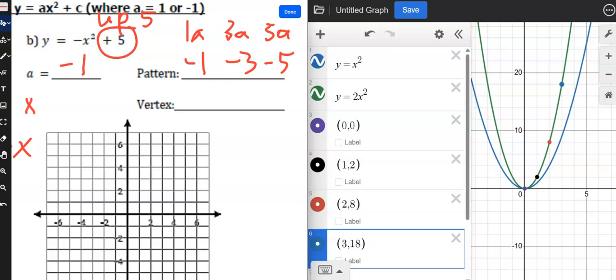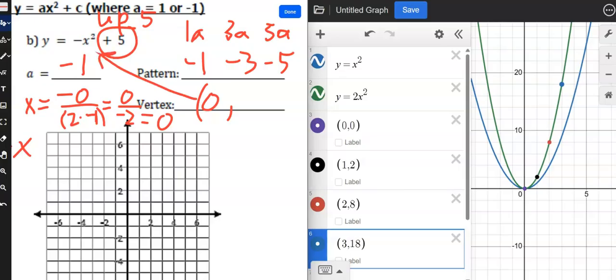Now, we could use our pattern, our opposite of b over 2a, and that would be the opposite of 0 over 2 times -1, or 0 over -2. We still know that is 0. If we plug that into the equation, we will get a 5, which matches what we know. We know there's no left and right, but we do know it goes up 5.